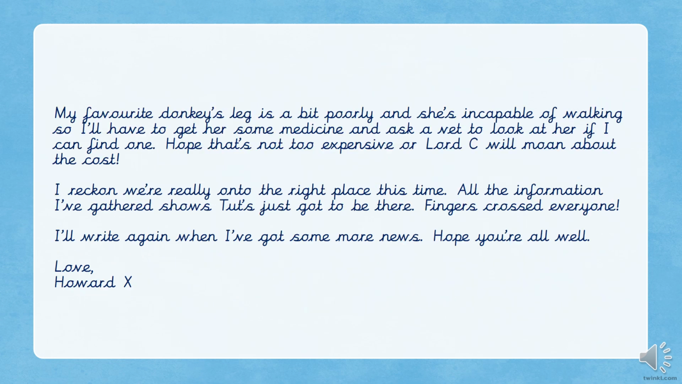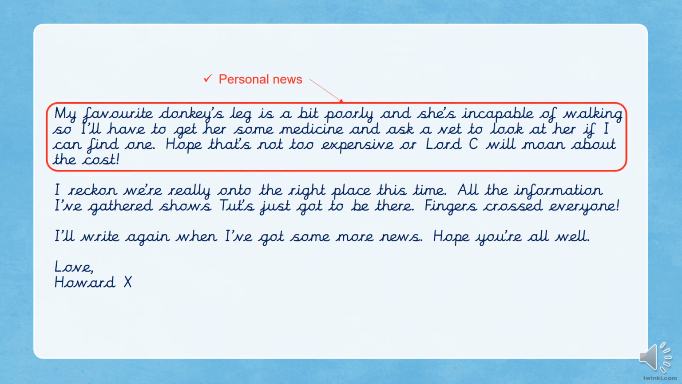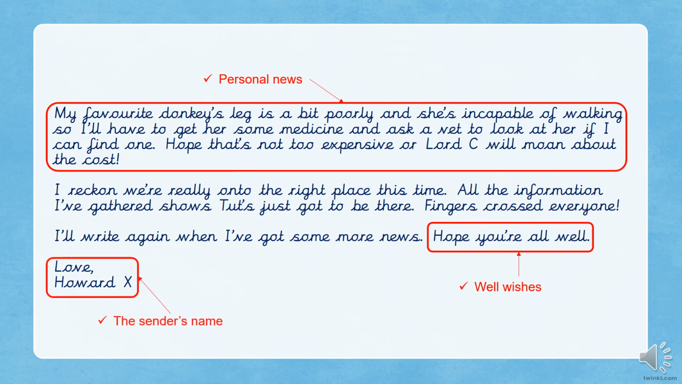Moving on to the second page of the letter. In this paragraph here, there's an example of personal news. The person writing the letter is telling the receiver of the letter something about themselves or what's going on in their lives. And then there are some well wishes here. Hope you're all well. And finally, the letter ends with love and the sender's name.